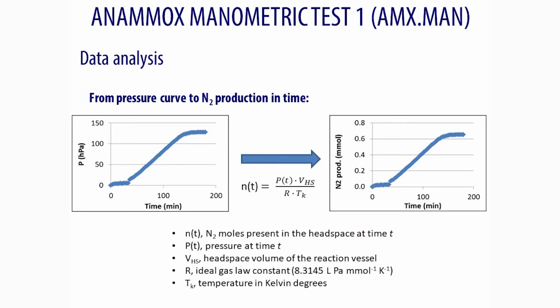Using the data plotted in the pressure curve and the expression of the ideal gases law, the concentration of dinitrogen gas generated in the manometric test can be estimated. In particular, the actual volume of the headspace of the reaction vessel, volume estimated prior to the conduction of the test, and the temperature at which the test was executed should be considered.